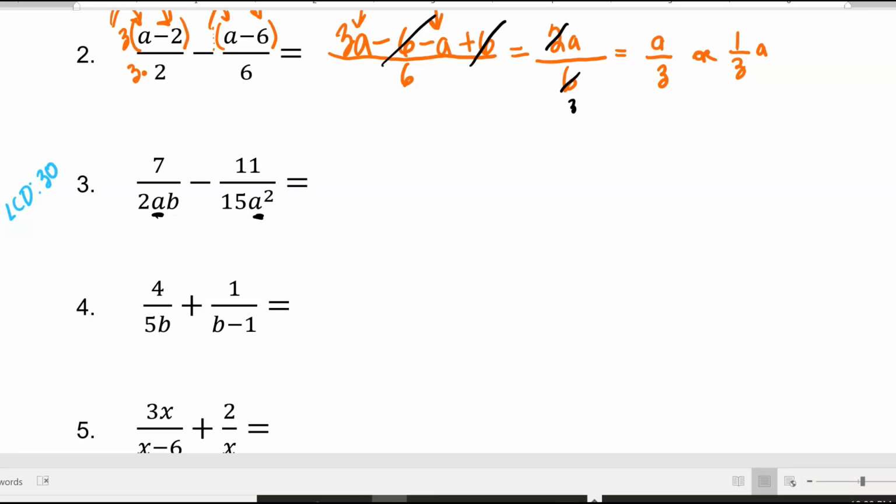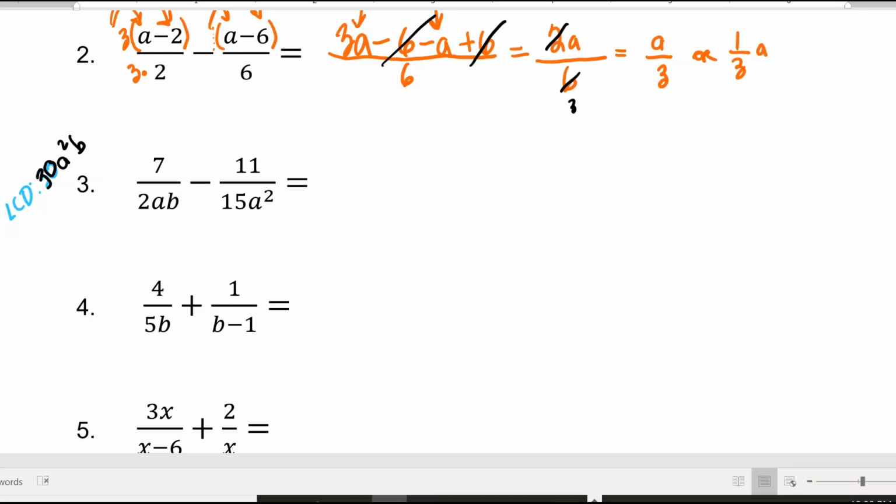Well, A squared, I can multiply this side over here by A to get the A squared. So definitely A squared is a part of our LCD. And notice that we have a B here also, so it has to be a part of the LCD. So 30A squared B is the LCD. That's what I want both denominators to be.